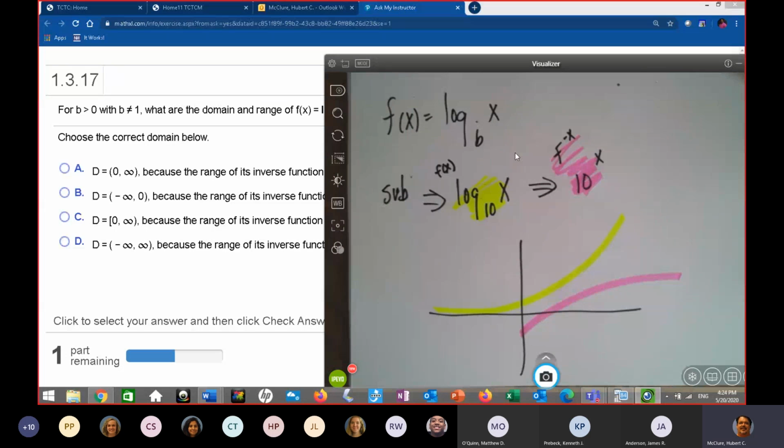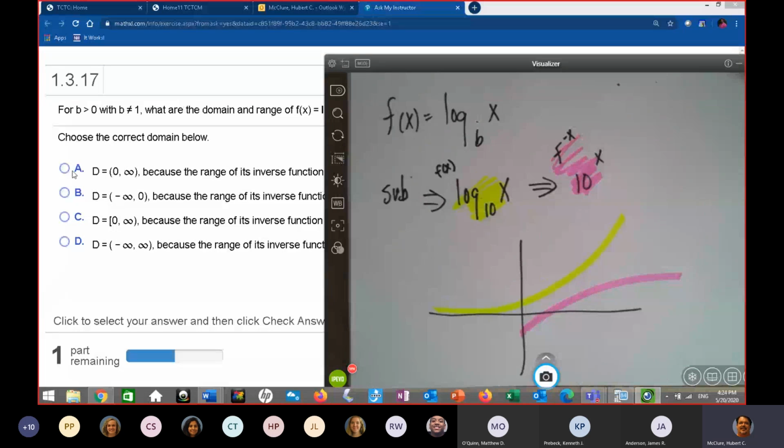Now, this is not a test question, but what are the domain and range of f of x is equal to log base b of x? Well, log base b, that's going to be 0 to infinity, because you can't take the log of a negative. Now, we established that yesterday. So that's going to be this one.